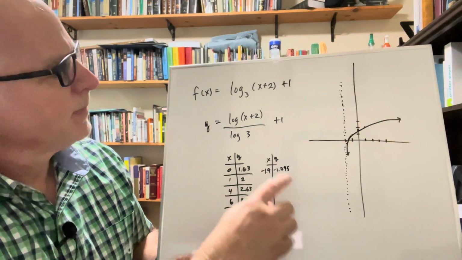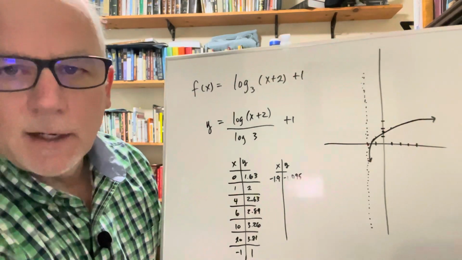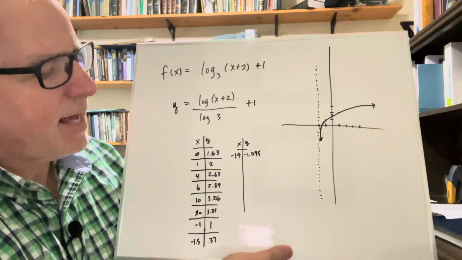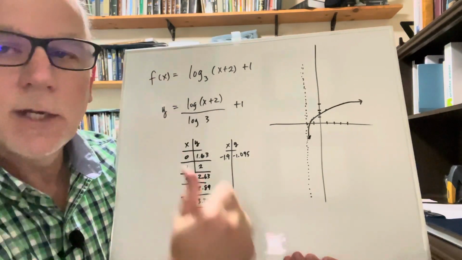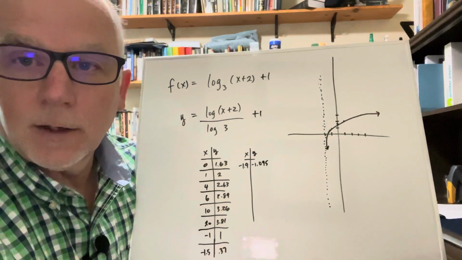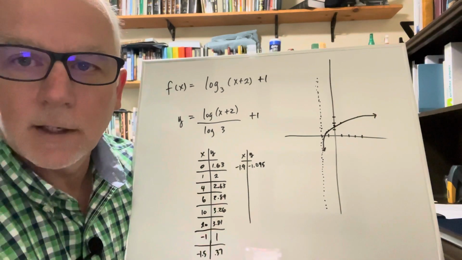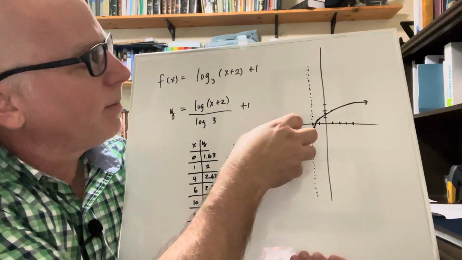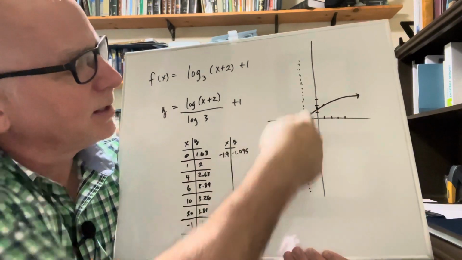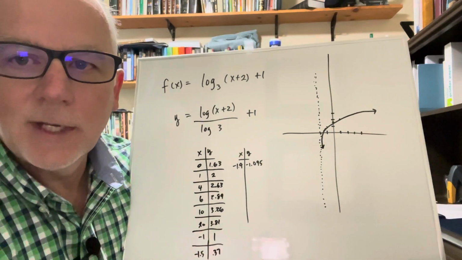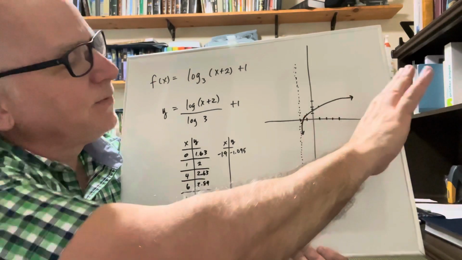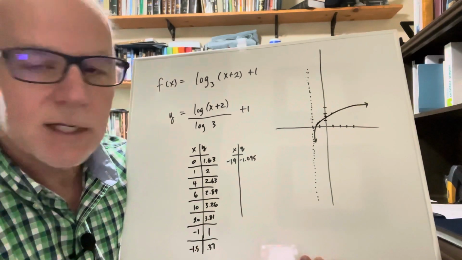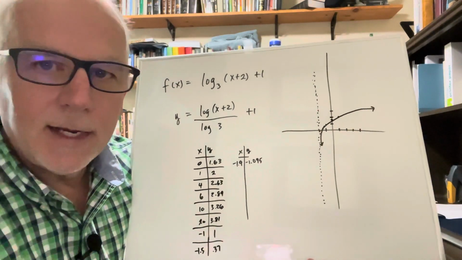Notice that you cannot use -2 for x because that is an undefined term. You can't take the log of 0. You also can't take the log of a negative number. So the domain is not over here. There's an asymptote at x equals -2, and this function is defined for x values that are greater than -2.